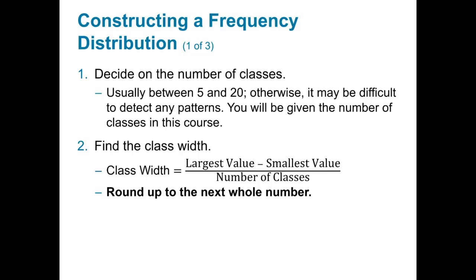From there, you want to figure out the class width, which, remember, is just how far it is from one lower class limit to the next lower class limit. To figure that out, find your biggest data value and your smallest data value, subtract those two numbers, and then divide by however many classes you want. Now, this is one of 2 times in this class you're going to hear me say, ignore standard rounding rules. If you get any decimal point here, I don't care what that decimal is, round up to the next whole number. So always, always, always round up for your class width.